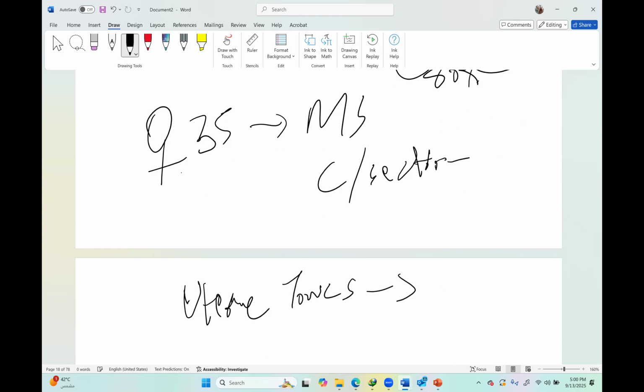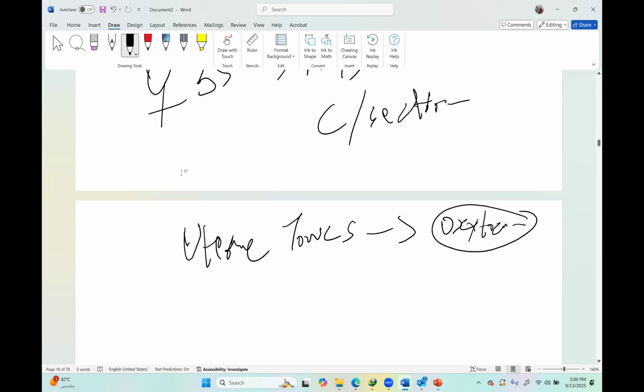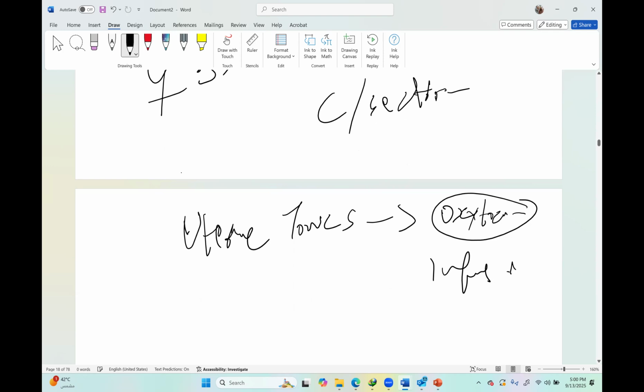Okay, because oxytocin is a dangerous thing. So you will try to avoid oxytocin. If you need to give it, you will give it as an infusion in a low dose rather than a bolus. Okay, so this is the thing which you should be considering.